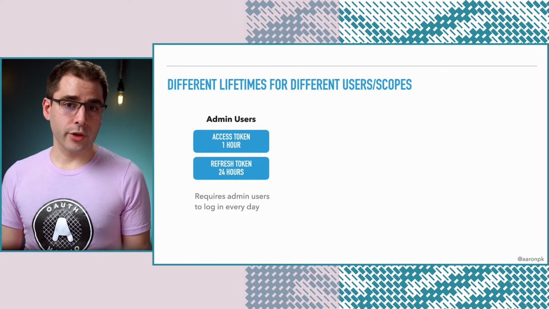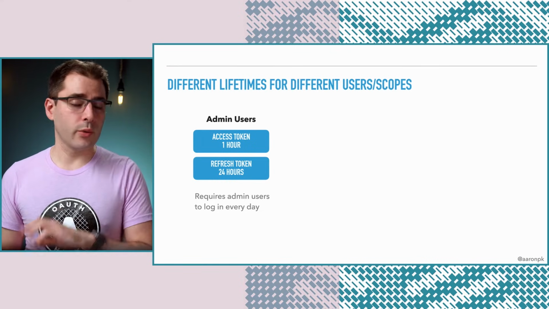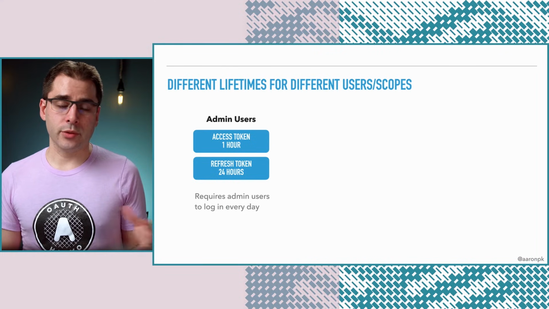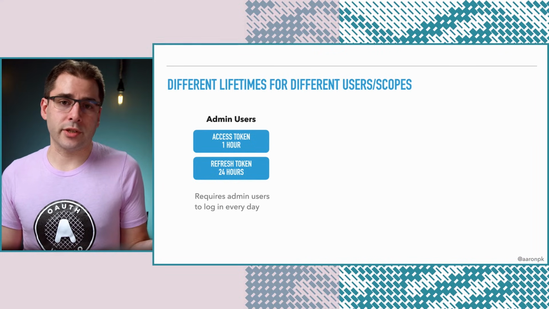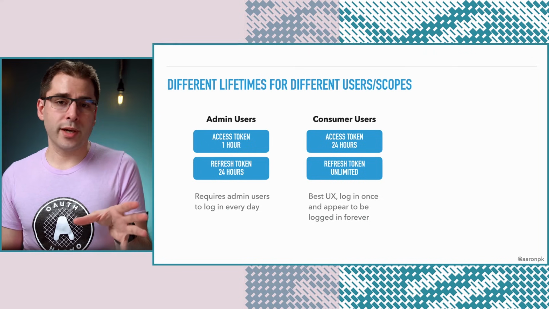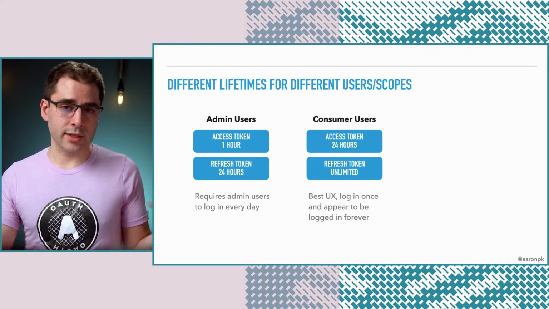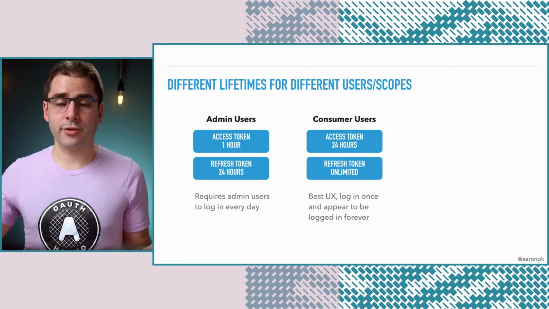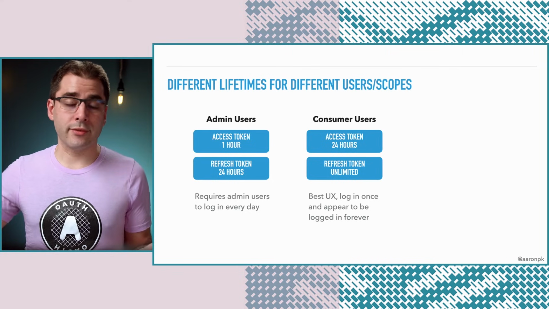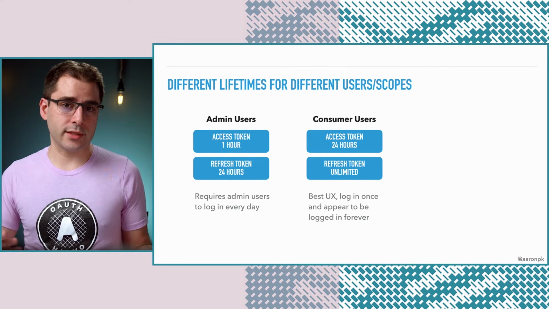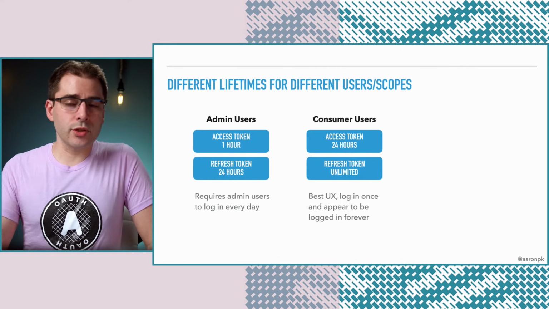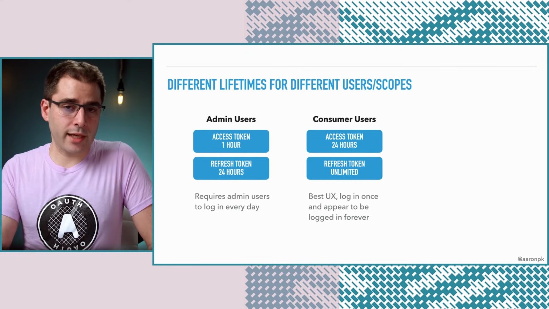That would be very annoying for your consumer users who don't want to have to log into the app every day. Like if you had to log into your Amazon account every day, you would stop browsing it because it would just be frustrating. So for your consumer users, you might want longer access tokens to reduce network traffic because they're also higher volume. And you actually might want refresh tokens that last forever. That way you can give them the best user experience of having them log in once and feel like they've logged in forever. But even though they're consumer users, they can still do higher risk things like making a purchase.